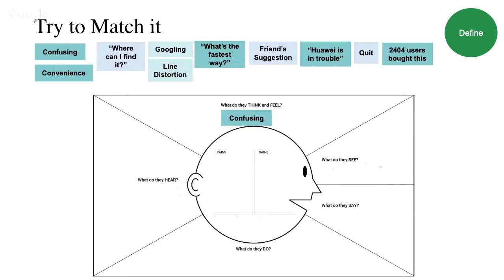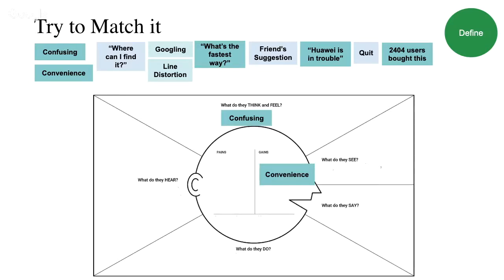So next one will be convenience. Where does this lie? Gains? Not really feeling. Is convenient a feeling? No, convenient is not a feeling. Gains? Did someone say gains? Who said gains? I heard gains. She said gains. Okay, so we know that convenience falls under gains.